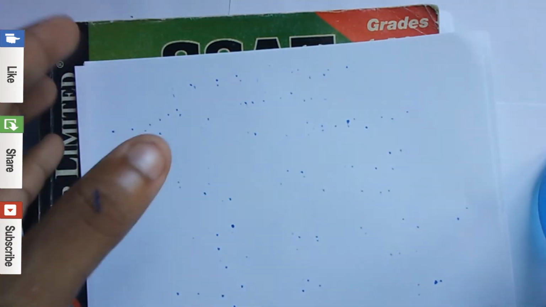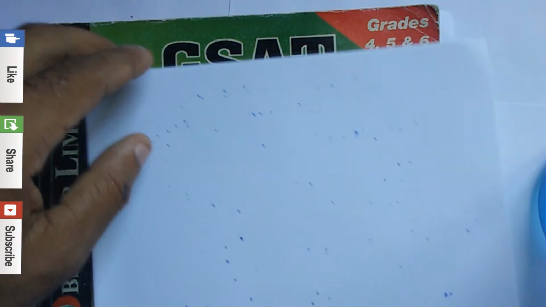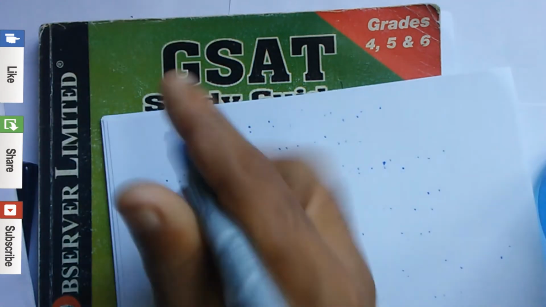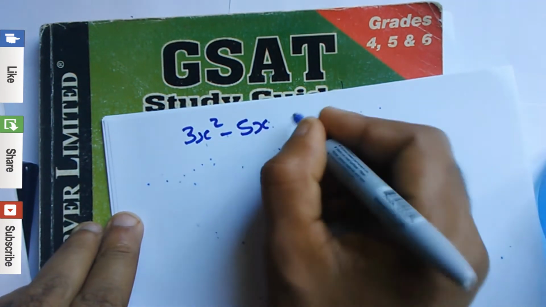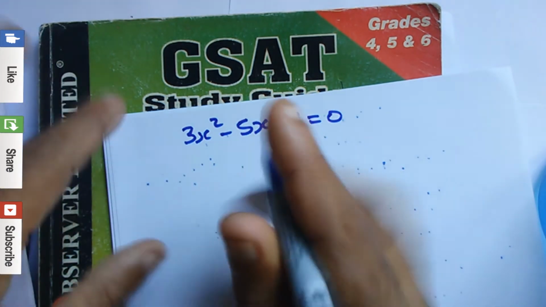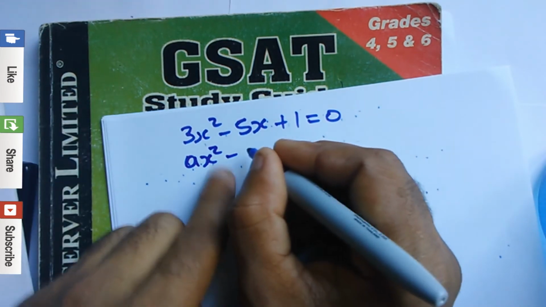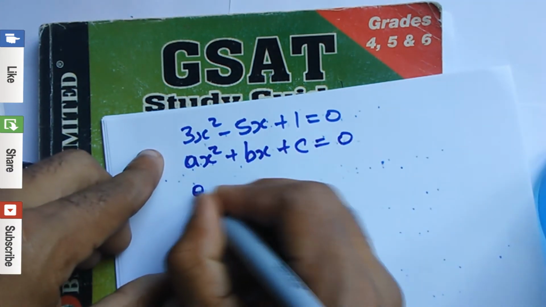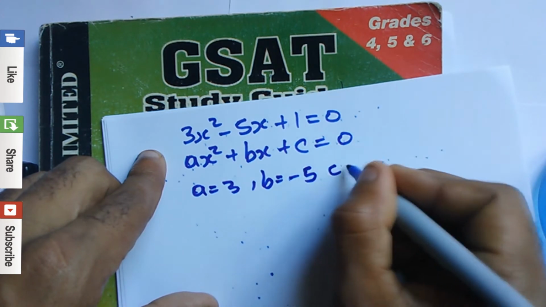Remember, again, if you want, you can pause the video, try the question, then check to see if your answer is correct. Everybody is human, so you can make mistakes sometimes. So let's get into the question. We have 3x squared minus 5x plus 1 equal to 0. With the quadratic formula, you also have to remember that this is written in the form of ax squared minus or plus bx, plus c equal to 0. So a is equal to 3, b is equal to minus 5, and c is equal to 1.